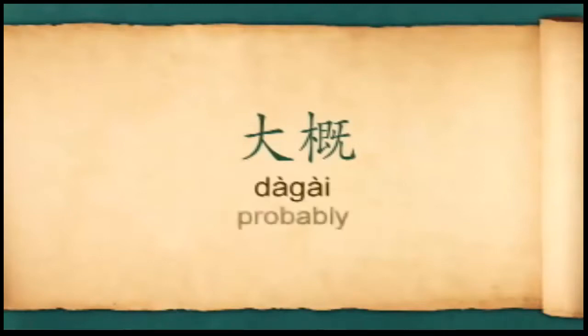Our final vocabulary word today is 大概. 大概 means probably. 大概 is an adverb. Do you recognize the character 大? Very good. 大概 is said with 2 fourth tones. Listen. 大概, 大概, 大概. Now say it after me. 大概, 大概, 大概. 大概 means probably.